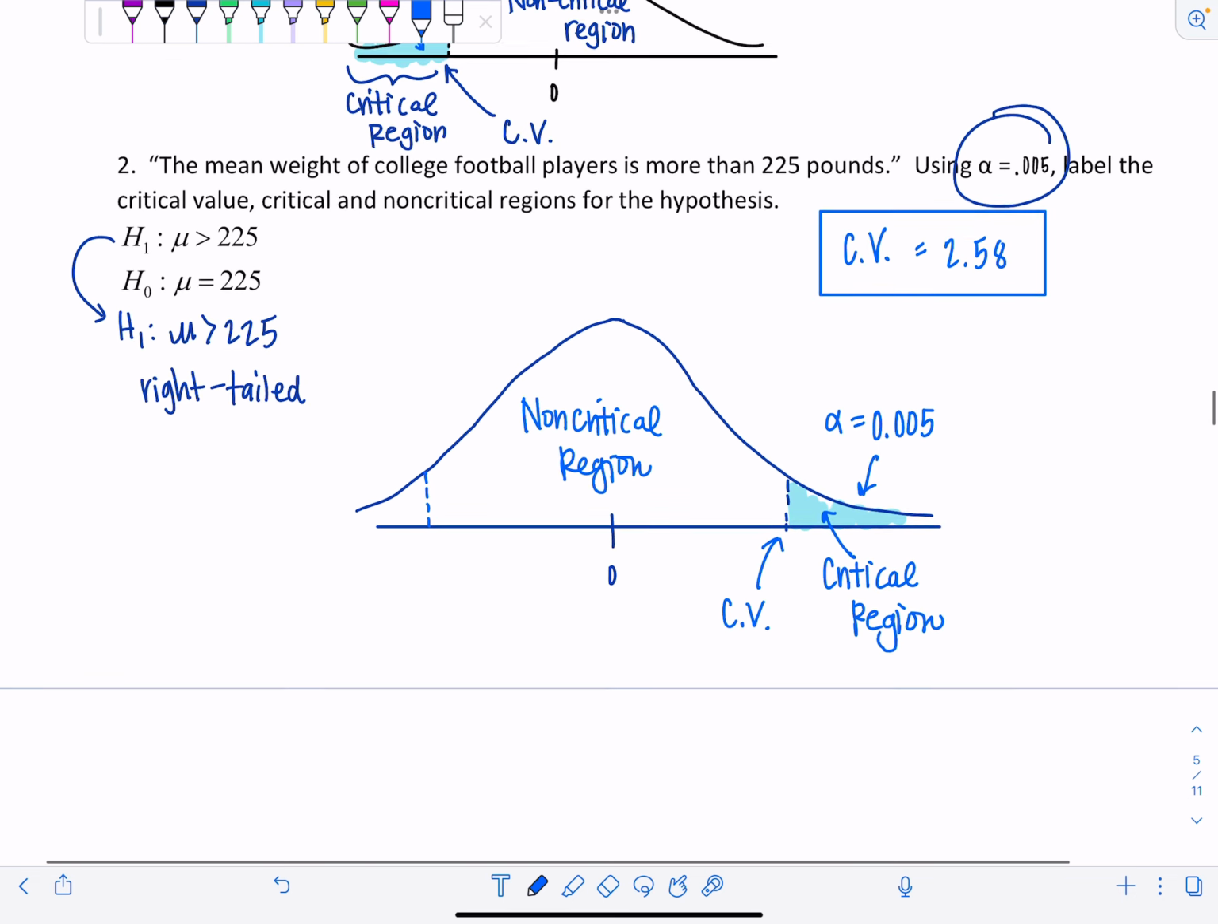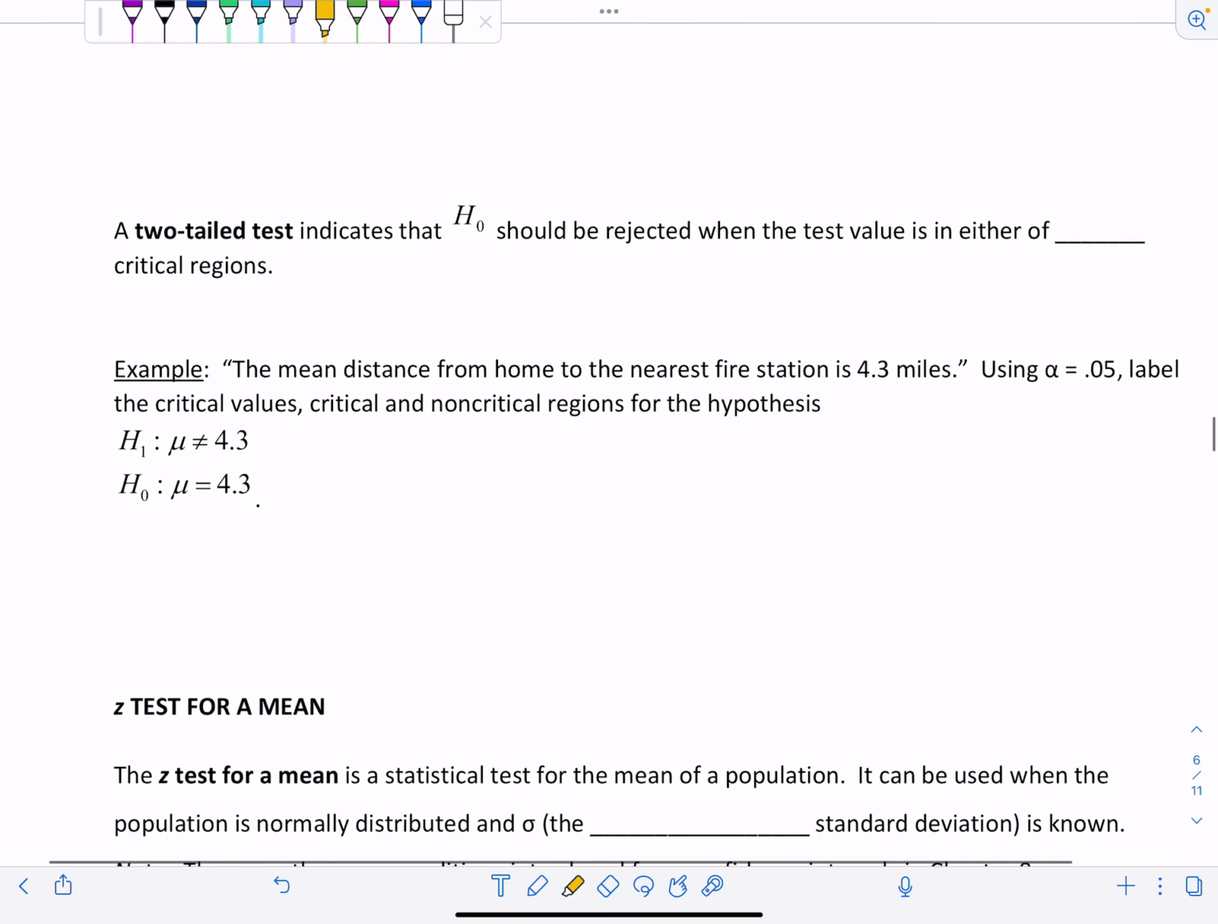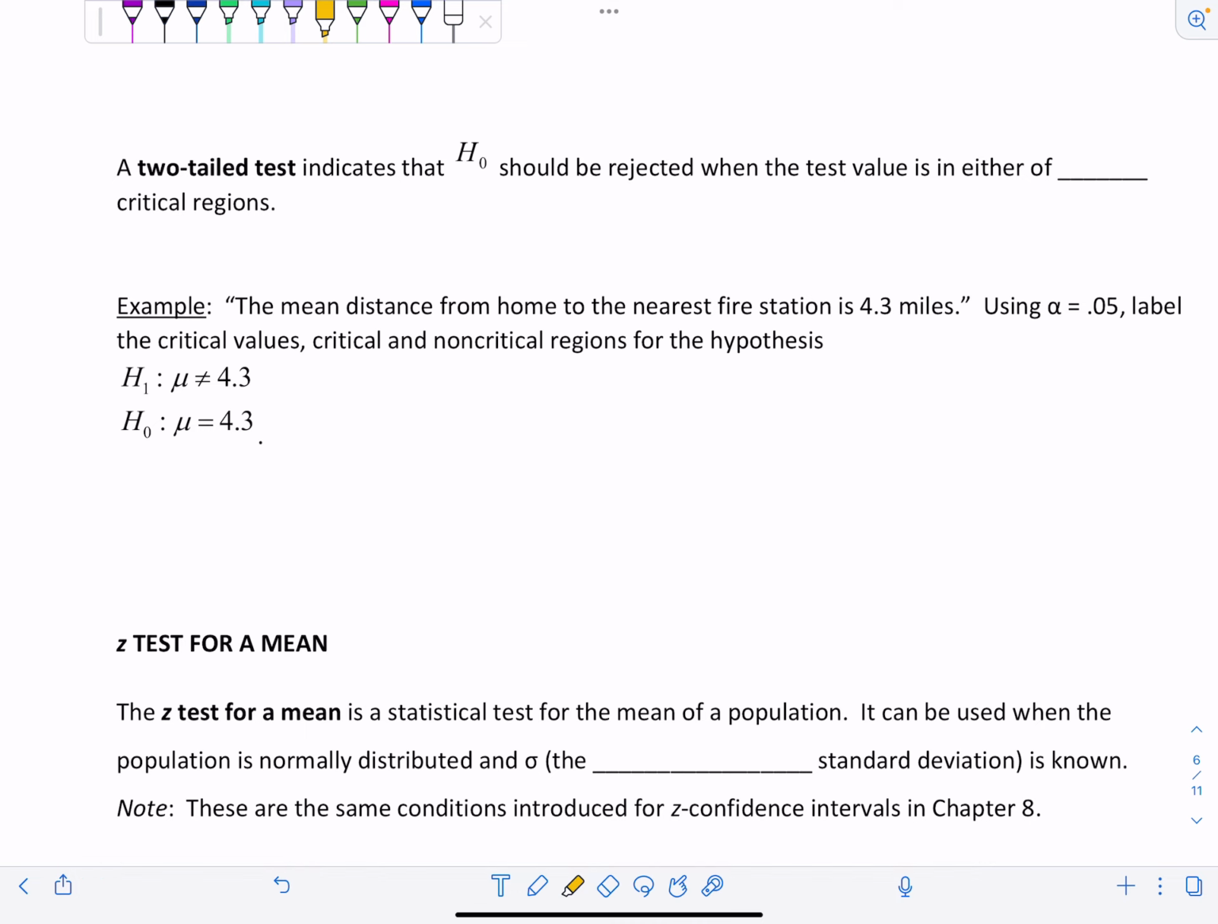Remember, we can go into StatCrunch and open up the normal distribution calculator. If you don't memorize the 2.58 or put it on a note card, you go backwards: the probability is going to be 0.005 for greater than some number, and it will give you this critical value. Some of these come up so much, I have them memorized at this point, and it might help you too. All right, those are one-tailed tests.